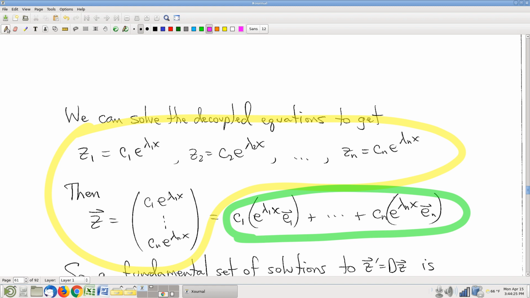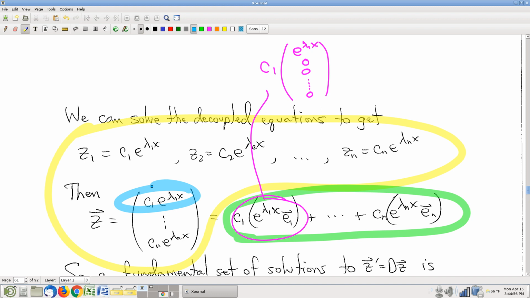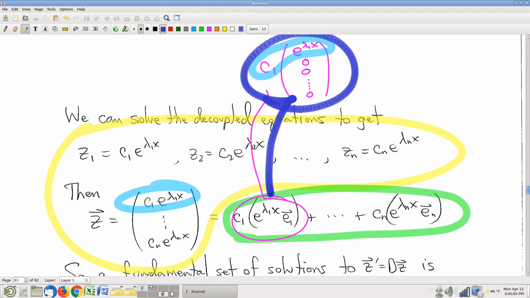Specifically, notice that this first one here, for example, I've got C1 times e to the lambda 1x times 1, 0, 0, all zeros, right? Which is e to the lambda 1x times our first standard basis vector e1. So said differently, this first coordinate here, which you see there, motivates writing this vector as that vector.